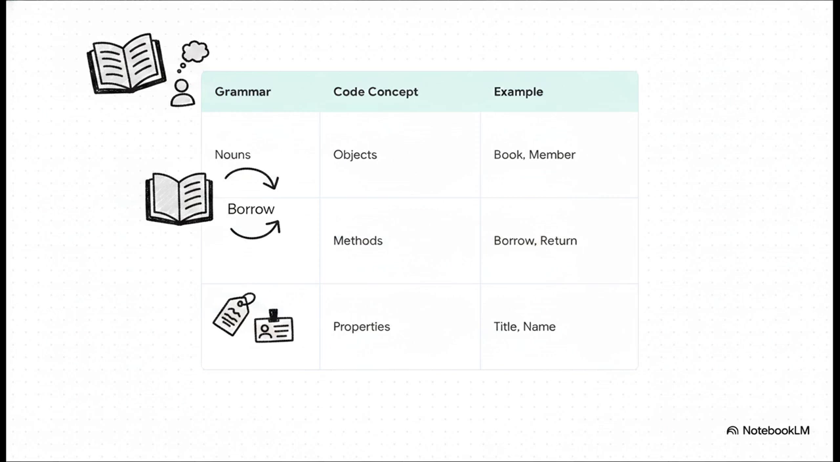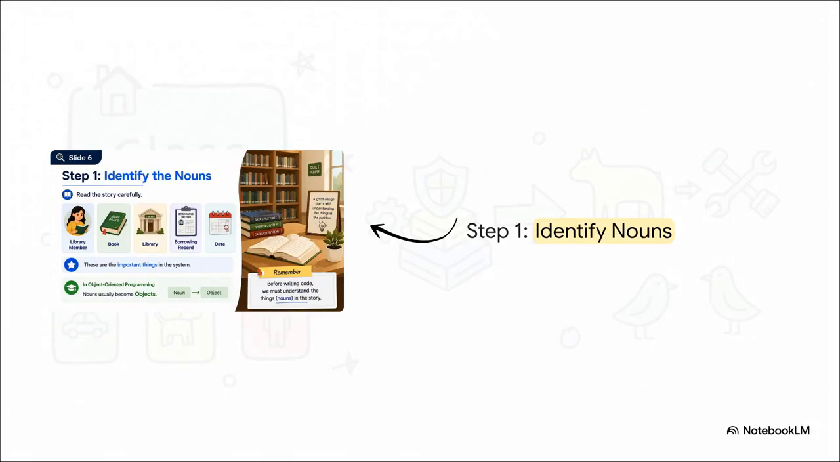Now seriously, it is. The nouns in our story, those become our objects, like a book or a member. The verbs become our methods, actions like borrow or return. And the descriptive information? That becomes our properties, like a title or a name. Let's see how this builds up step by step.